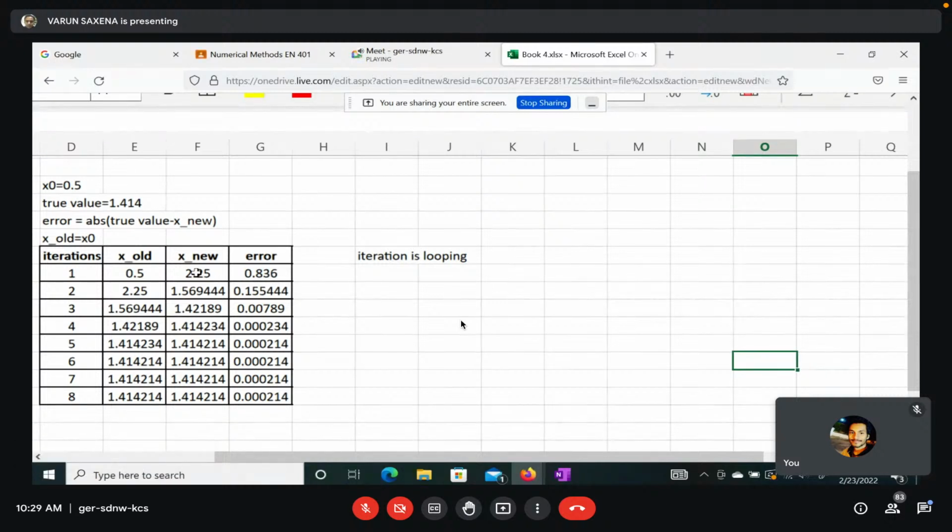Before we repeat the process, we also said that x new will become x old. So we did that, and then we applied the same thing again. Using this new value of x old, we calculated another new value of x new, and then we calculated the error. We were like, okay, the error is 0.836, and then 0.1115544. So you are happy. We're like, okay, we are converging towards the true value. Let's do it one more time.